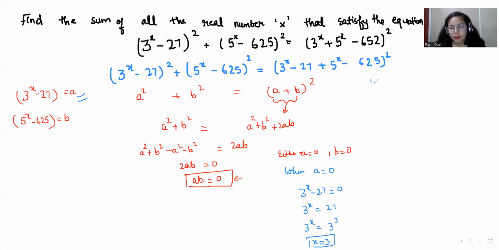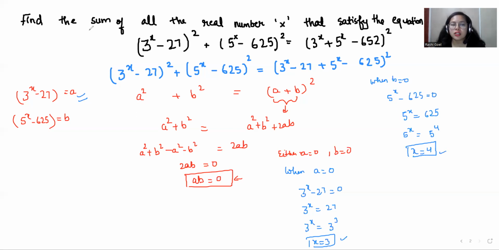Now, when B equals 0, 5^x - 625 equals 0, so 5^x equals 625. I can write 625 as 5^4, so the value of x is 4. Now we have two values of x, that is 3 and the next is 4.